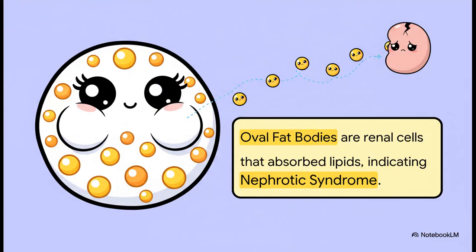And hey, while you're looking for those renal tubular cells, keep your eyes peeled for these guys, oval fat bodies. Now, what are they? They are actually renal tubular cells that have soaked up fats and lipids that have leaked through a damaged glomerulus. They look highly refractile, almost like they're glowing, and finding them is a critical reportable result because they are very strongly associated with serious conditions, especially a nephrotic syndrome.